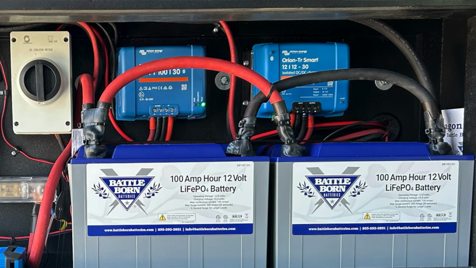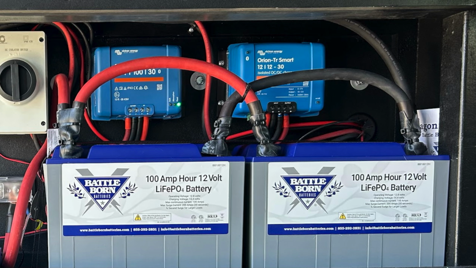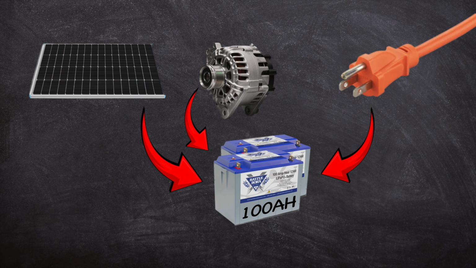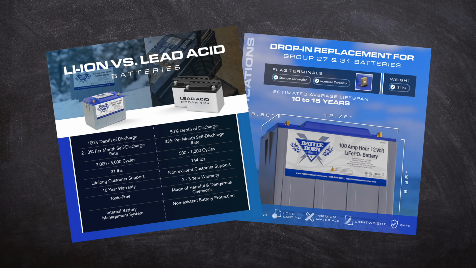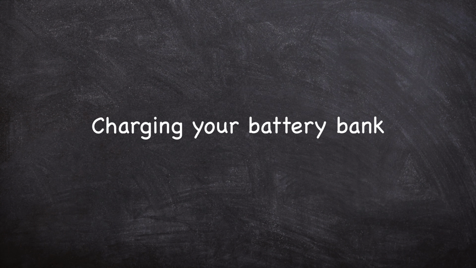With that in mind, I chose to use 2 100 amp hour batteries and 3 charging methods. I also decided to use lithium batteries for their longer lifespan, lighter weight, and their ability to be drained to near 100% of the rated amp hour capacity. Next, I will discuss the different methods of charging your battery bank.